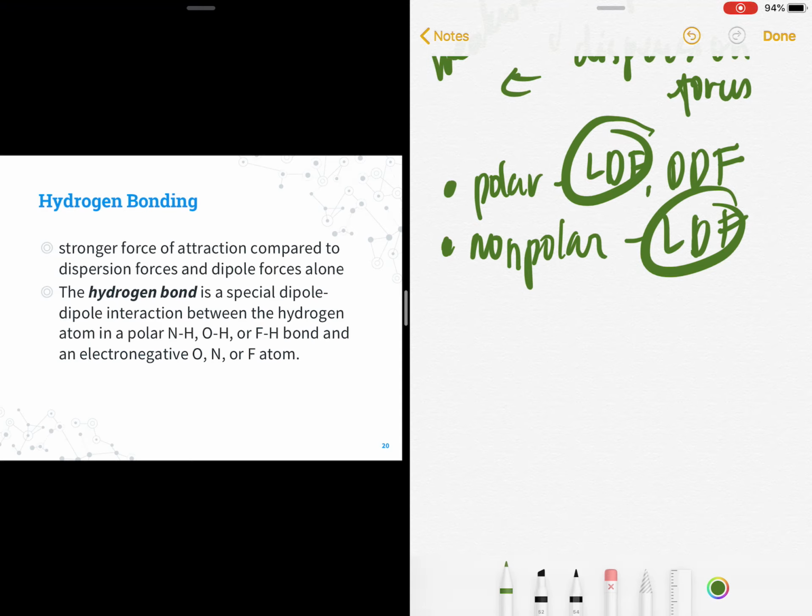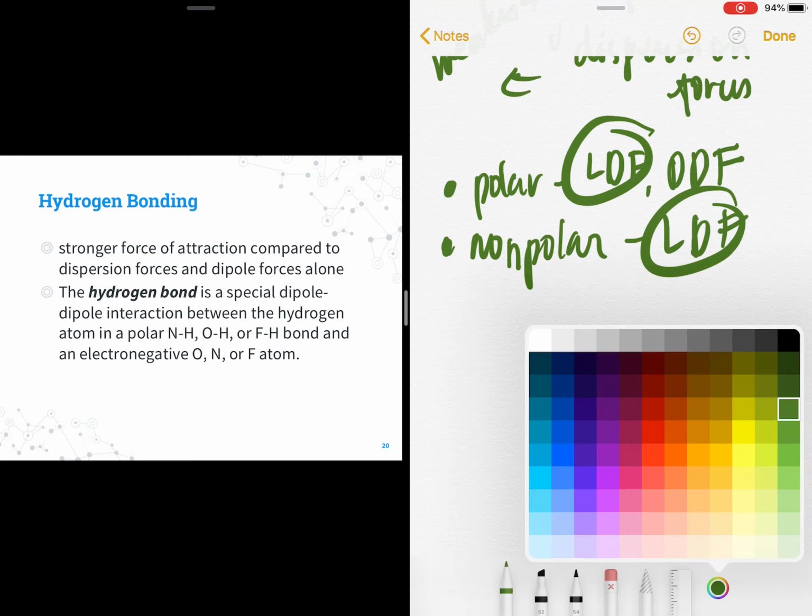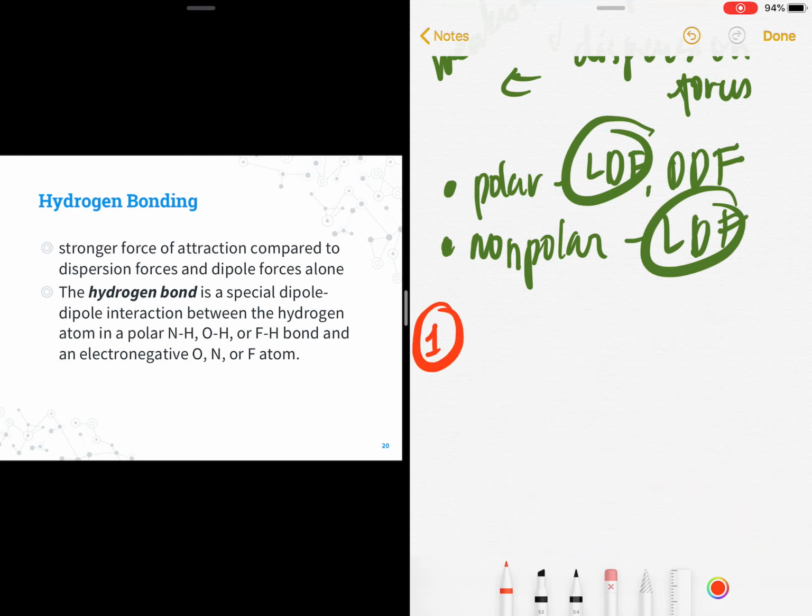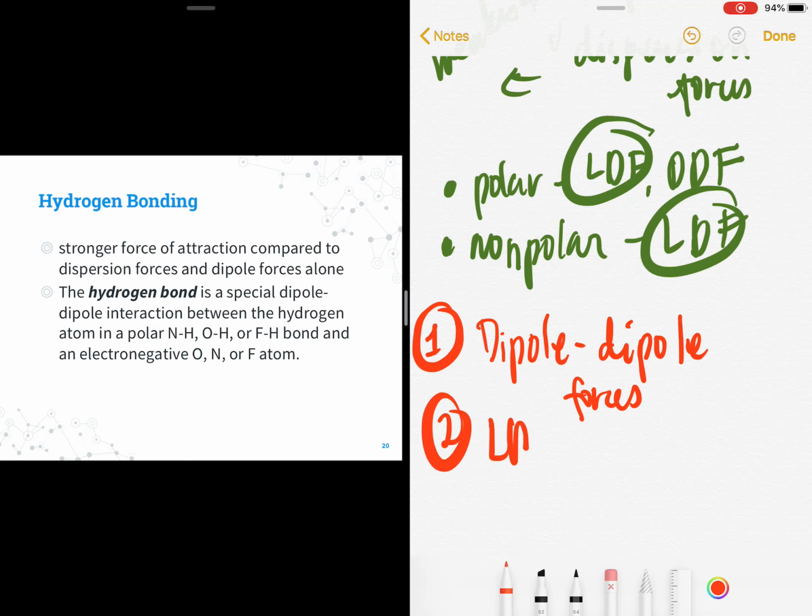Okay, the last type of intermolecular forces. So far, what did we discuss? Let's write it down para hindi makalimutan. The first one that we've discussed is dipole-dipole forces, followed by London dispersion forces.